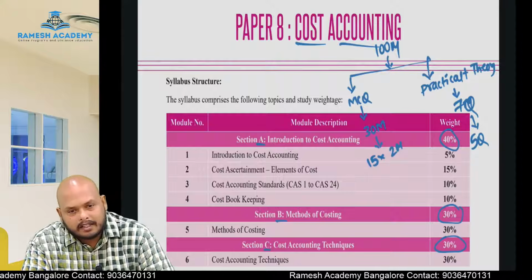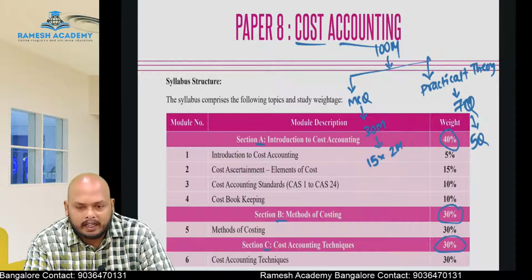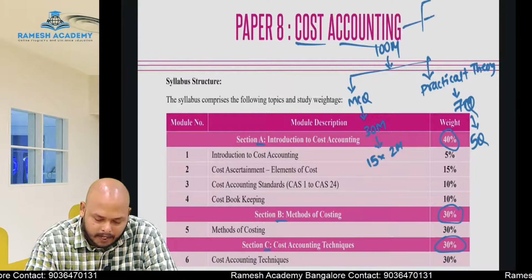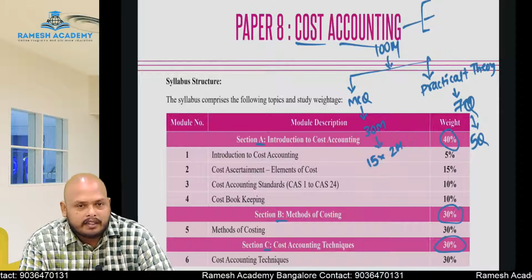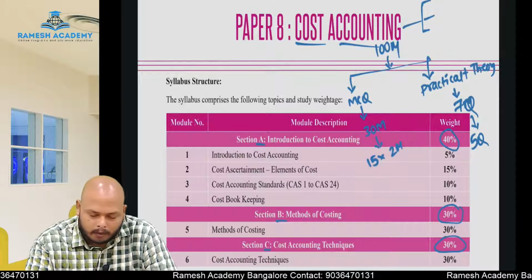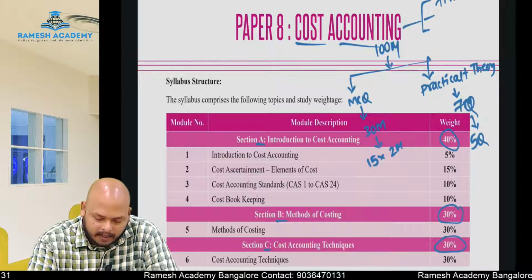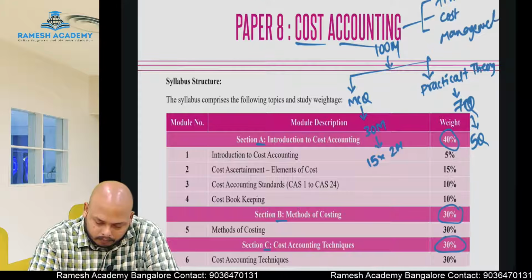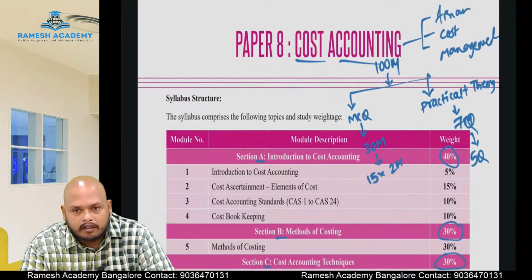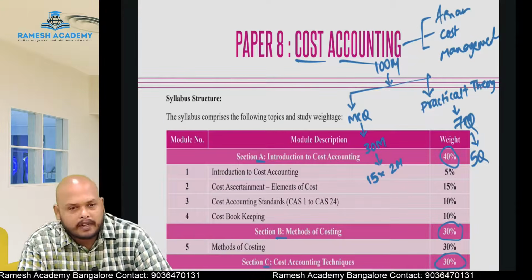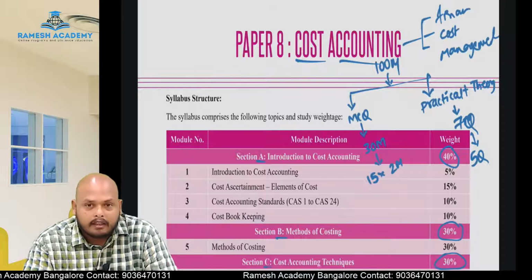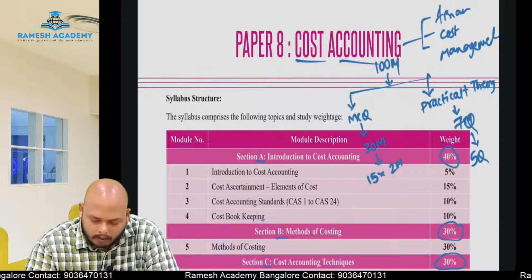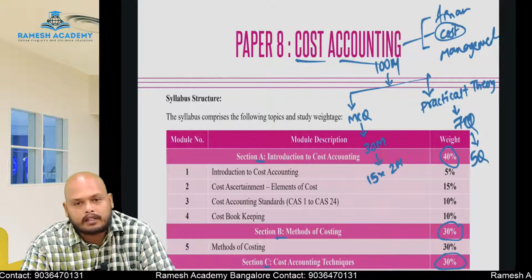Under accounting, mainly how many branches do we have? We can see 3 branches. What are those branches? One is financial, one is cost, another one is management accounting. Under accounting there are 3 branches, and cost accounting is 1 branch which we are studying.